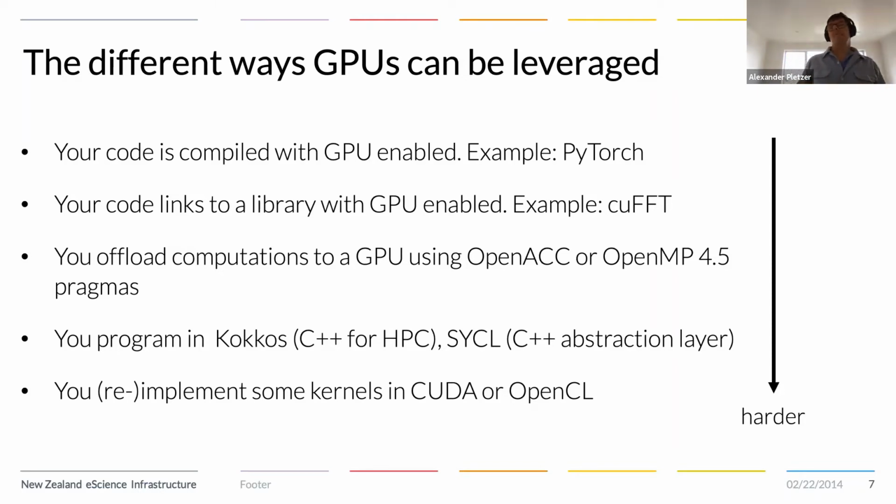Fourthly, and this is emerging technology, I don't personally have a lot of experience with it, but I'd like to hear if people have used it. There are things like Kokkos or SYCL for C++, and they essentially allow you to write C++ with some sort of abstraction layer, which allows you to offload computation to a GPU as well. Finally, you can re-implement some of the kernels, some of your calculations, in CUDA or OpenCL, which is like a hybrid C language. There's a Fortran version for CUDA as well. That's getting harder, that's more work.